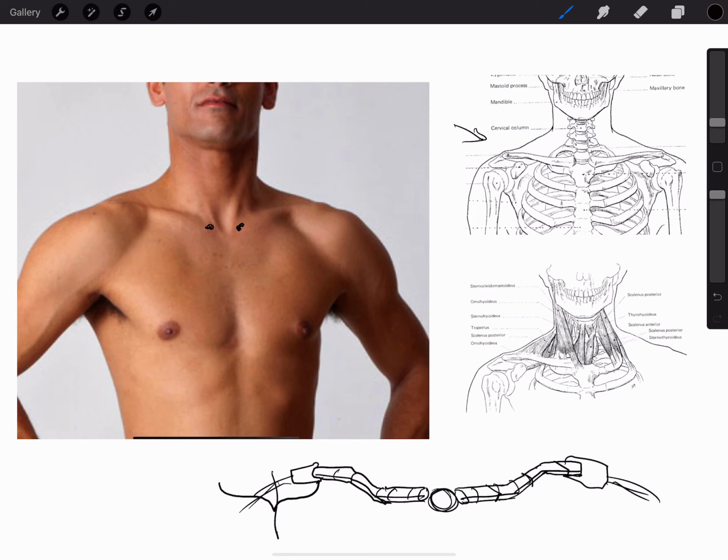Now the clavicles articulate against the sternum, and the sternum is in this area, and the sternum is made up of three parts. And the first is called the manubrium, the second is called the gladiolus, and the third little bit is a bit of cartilage called the xiphoid process. And that's that strong bone right in the middle of your chest. So the clavicle is going to articulate against this part of the manubrium, the top of the sternum.